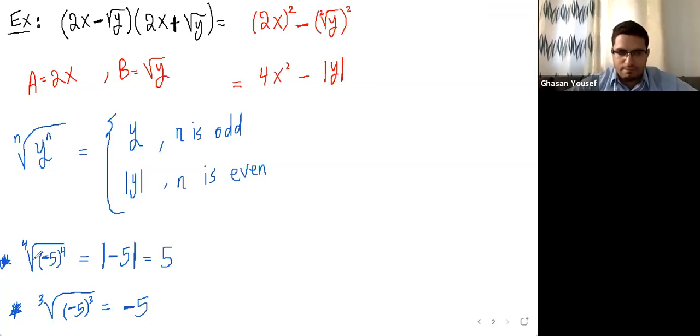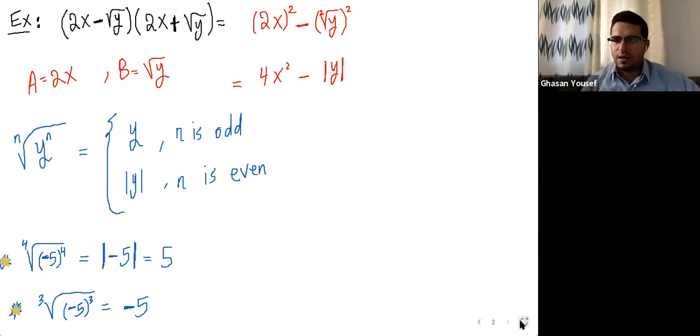Okay. Any other question? So the same thing here for the y. Here, the n is 2, and 2 is an even number. So I have to take the absolute value of what is inside. Okay. Any other question for this? So this is the last thing in this section.